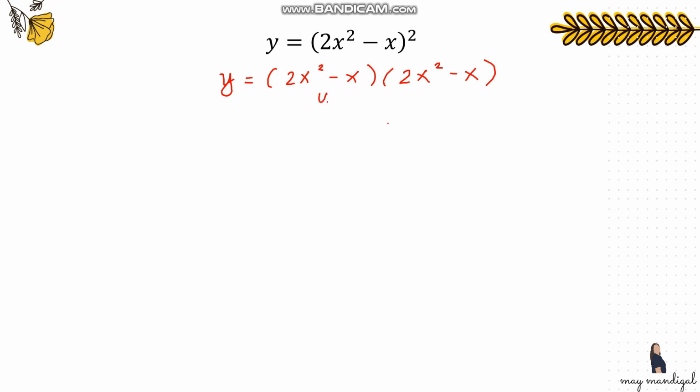And then this is our u. This will become our v. And then from here, we can now apply the product rule. So we have y prime is equal to u, 2x squared minus x, times the derivative of v.